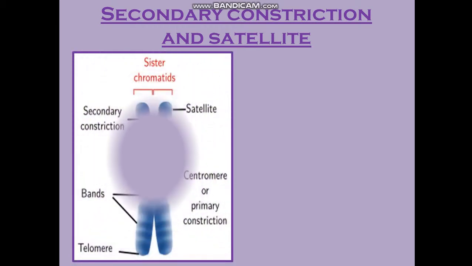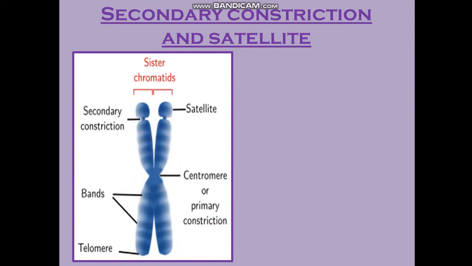Now moving forward, secondary constriction and satellite. These two are new terms for you. Understand them very clearly. Let us see this structure of the chromosome. Here you can see that a chromosome has a centromere, but you can see here there is one more constriction present, one more small area is present.